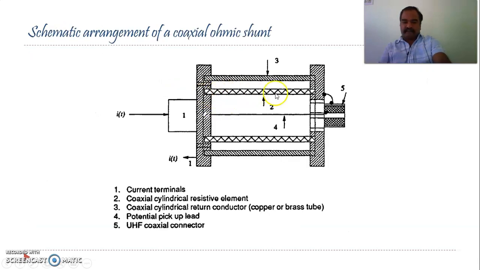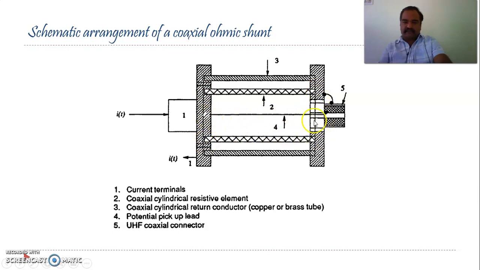See, this is your inner one, this is your outer one. So current which is coming here through 1, these are the current terminals. It enters this cylinder, comes back to the original points again through this return conductor. And this is your potential pickup points. So current is flowing from here to here and it is coming back here. So this is one point of entering the resistive element, this is leaving the resistive element.